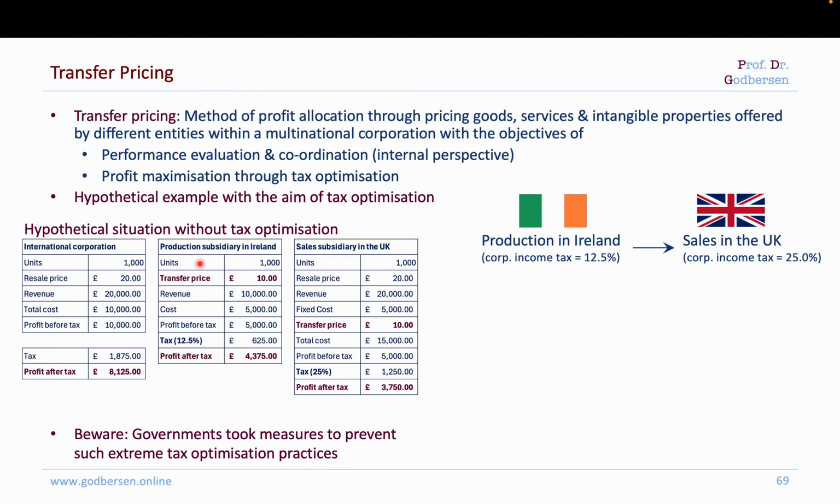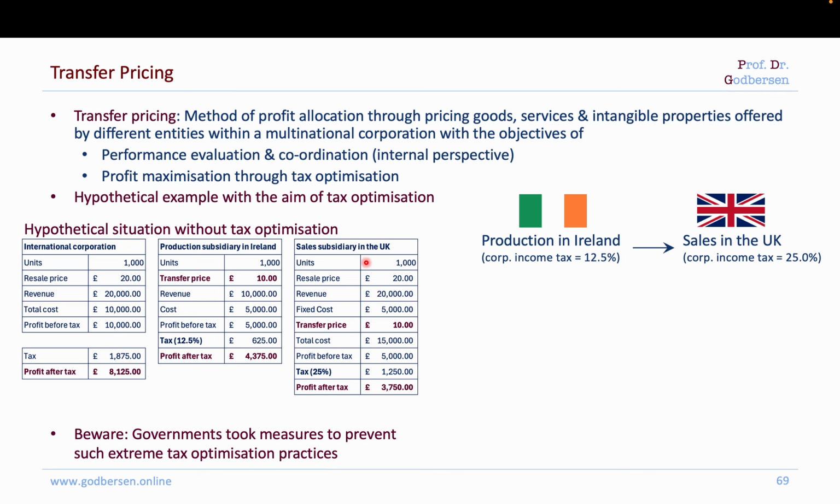And to achieve this, we have our 1,000 units. We have a transfer price of £10, meaning the Irish subsidiary sells the product to the sales subsidiary in Britain for £10. Then the Irish revenue is £10,000 with a cost of £5,000. Let's assume it's even Steven. And we have a profit of £5,000. 12.5% corporate income tax in Ireland is £625, which leaves us a profit after tax of £4,375.